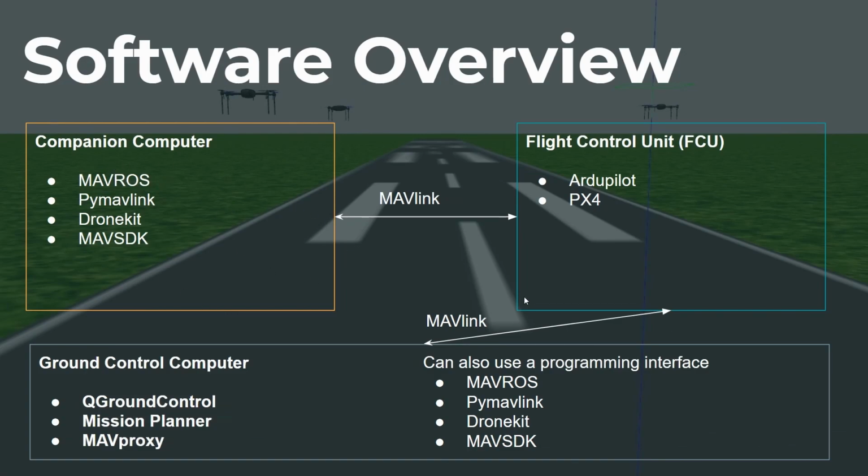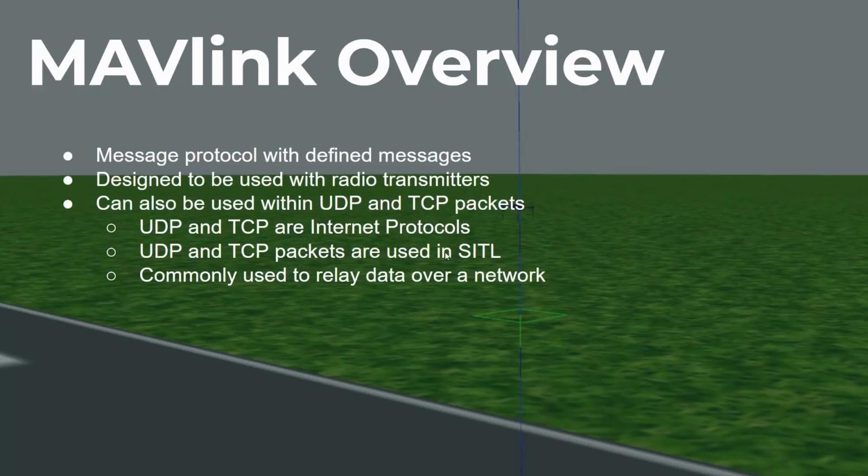Now I'm going to go a little bit more in depth into how MAVLink works. MAVLink is a message protocol with defined messages, where any system on the network has the definitions of each message already predetermined. MAVLink is also designed to be a very lightweight protocol so that it can be used with radio transmitters. MAVLink can also act as the payload within UDP and TCP packets. This is how the software in the loop instance in ArduPilot works.